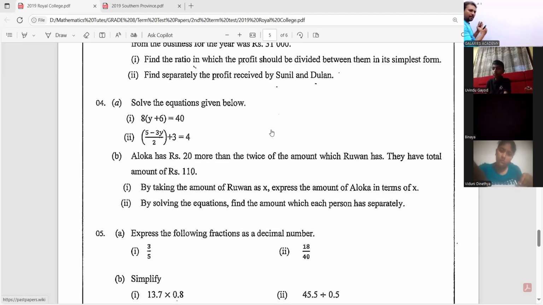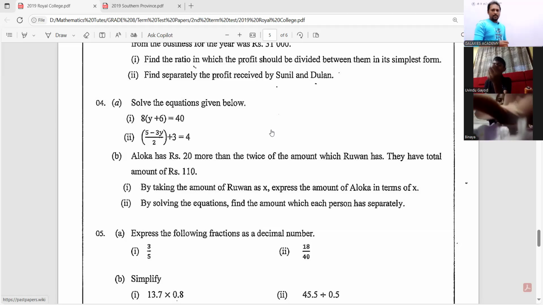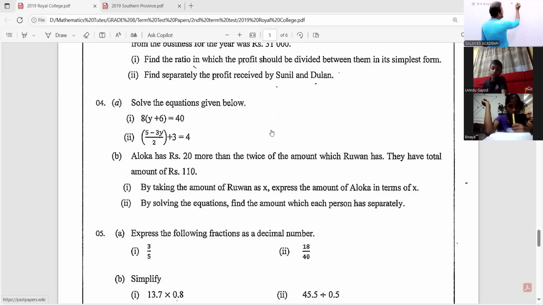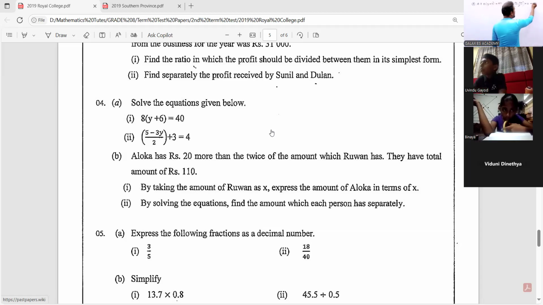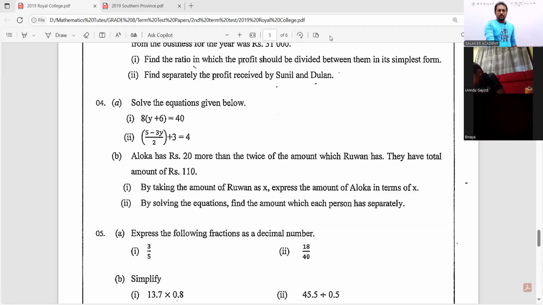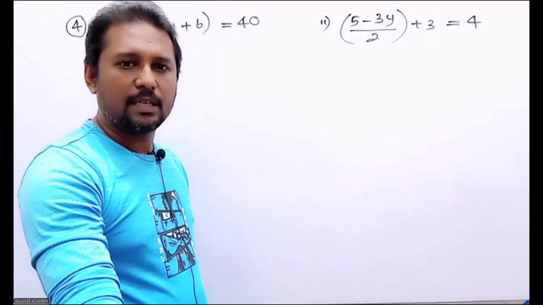The equation: the left hand side expression is 8 bracket y plus 6, and the other side is 40. Right, then also another simple equation is given as the second part: within bracket 5 minus 3y divide 2, then close the bracket, plus 3 equal 4. Right, first we can go to check the first part answer.